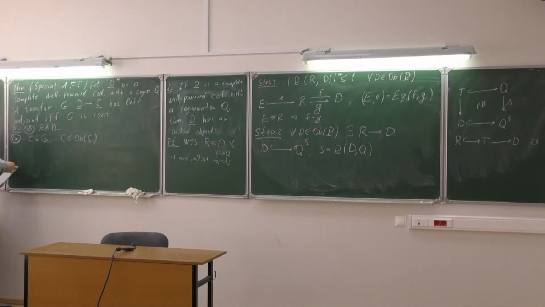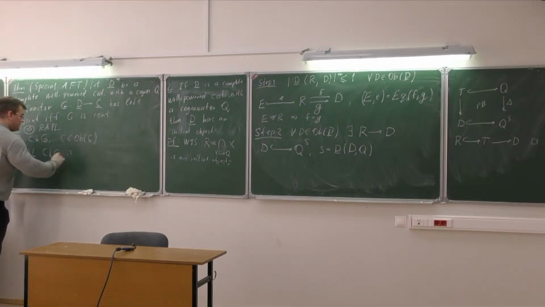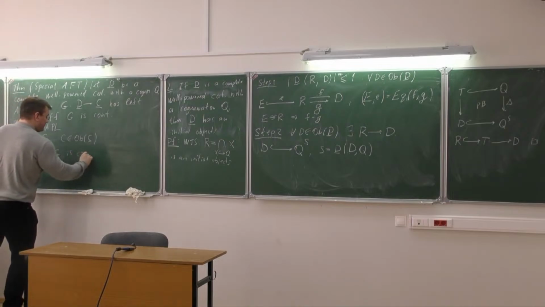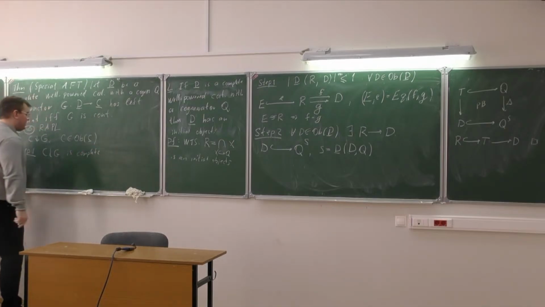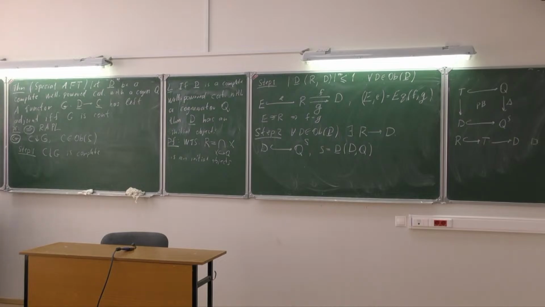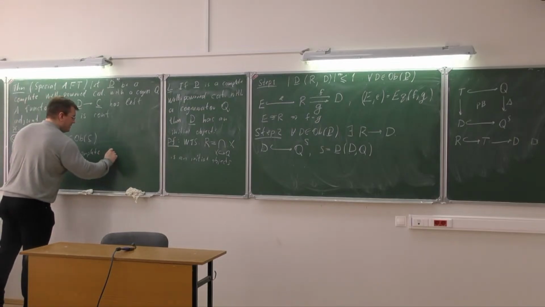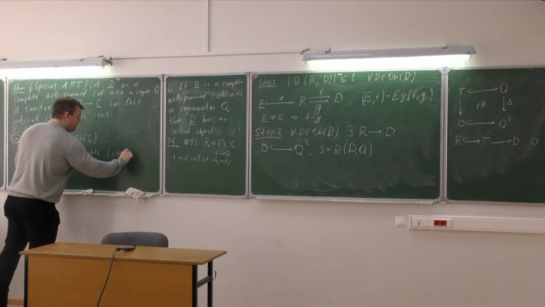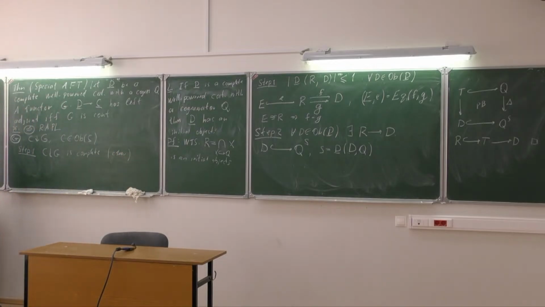So again, if you wish, I can separate this into several steps. For example, step 1 will be that this category is complete. I want to say that this is clear, since this is just a special case of the lemma that I formulated in the beginning of this section about adjoint functor theorems. So the fact that this is complete is a trivial observation.